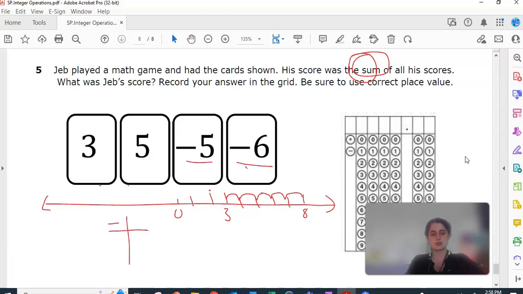Or you can also create an integer words chart. Add up your positives, add up your negatives, subtract, and keep the sign that had more points, that had the greater absolute value.